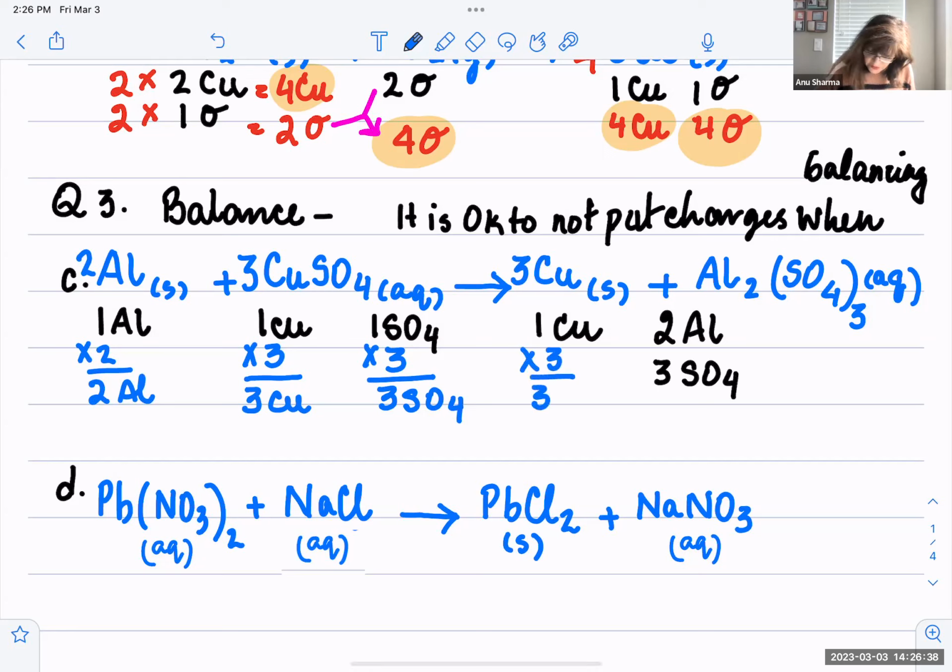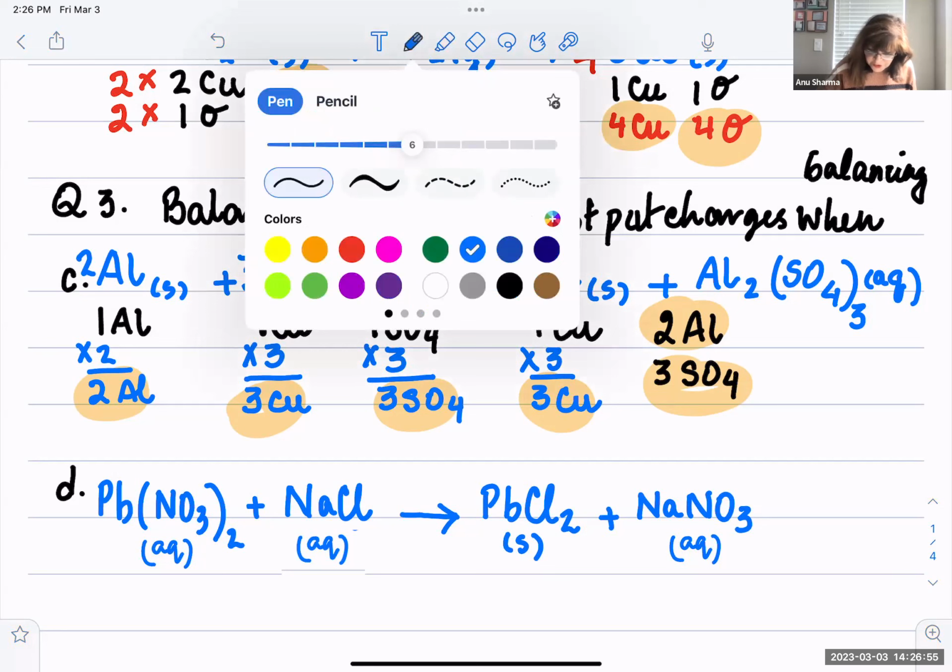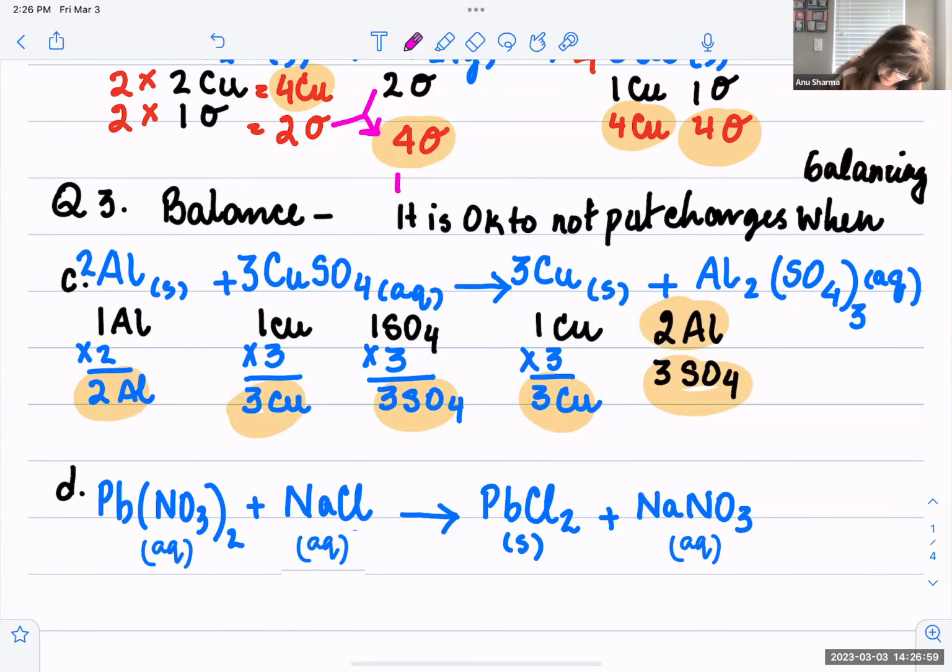Okay, so now let's look at this. We have 2 aluminums and 2 aluminums. We have 3 coppers and 3 coppers. We have 3 sulfates and 3 sulfates. So it's balanced. Ideally, you should put the charge, but for new beginners, it's okay. That is for the beginners only.